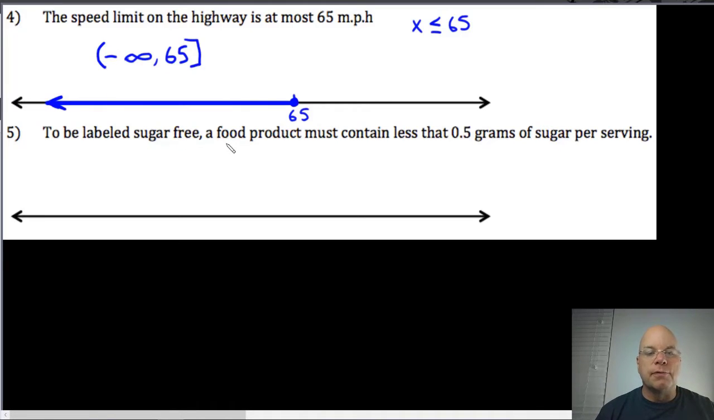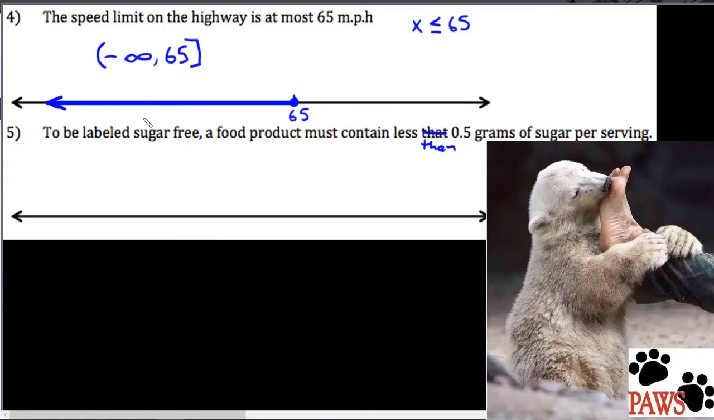To be labeled sugar-free, a food product must contain less than, that should say than, not that, less than 0.5 grams of sugar per serving. So during the pause, try to follow this same sequence of steps where you try to write the inequality for this statement, and then graph the inequality, and then express the solution set using interval notation, and then come back and hit play and see how you did. Paused.